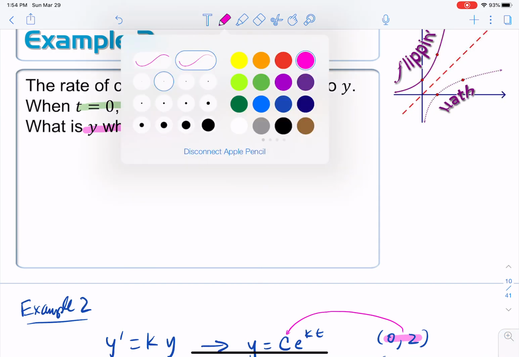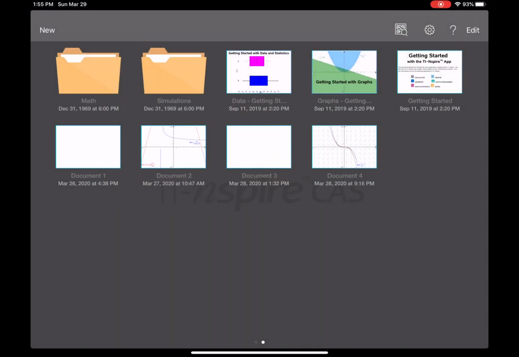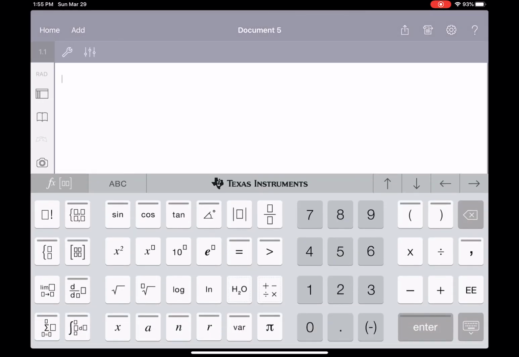So we're just going to plug 3 into our equation and see what happens. So y of 3 is equal to 2e to the natural log of the square root of 2 times 3. And that's pretty much a calculator kind of problem. So let's start a new one here. I've got e to the natural log of the square root of 2, I think, and then maybe arrow out of that right there, and then times 3. And let's approximate that one, of course.